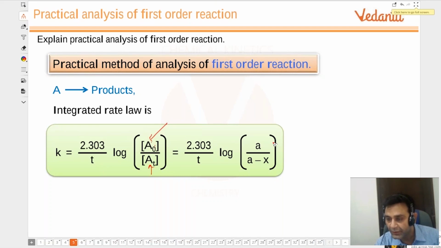I'm coming to you, Lalit, Yash. I'm answering all of your questions. So, can you write it this way? A upon A minus X. A is the initial amount, and this is the concentration amount left after time t, A minus X, where X is reacted here.